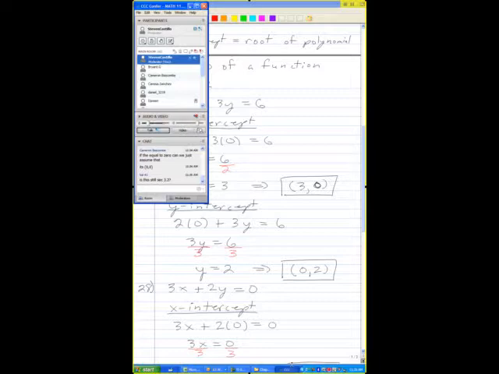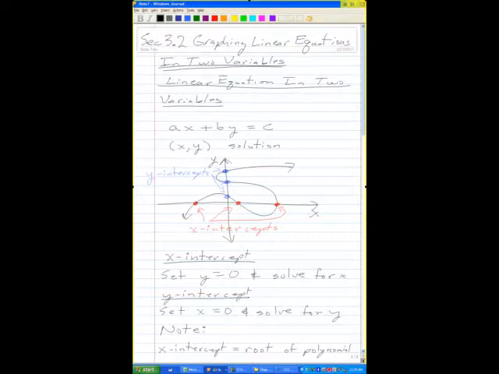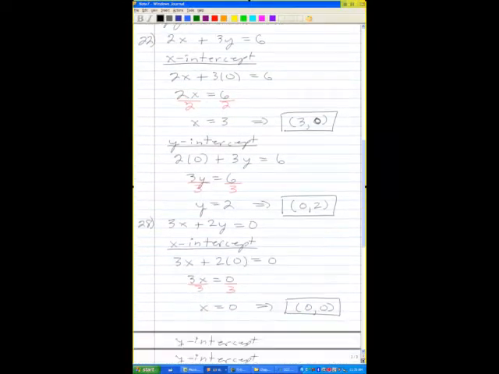Yes, this is section 3.2 that we're continuing on.